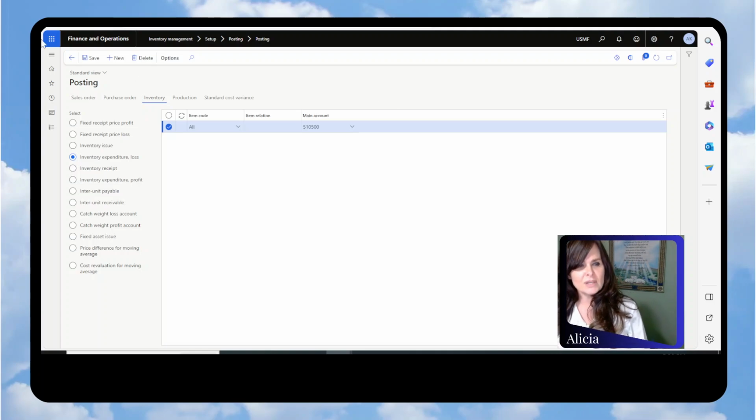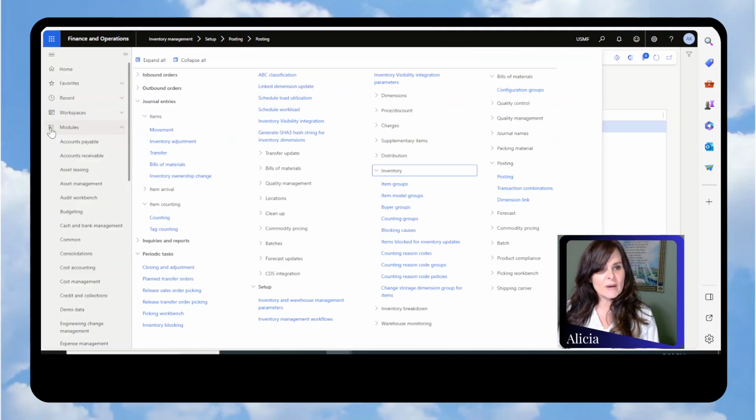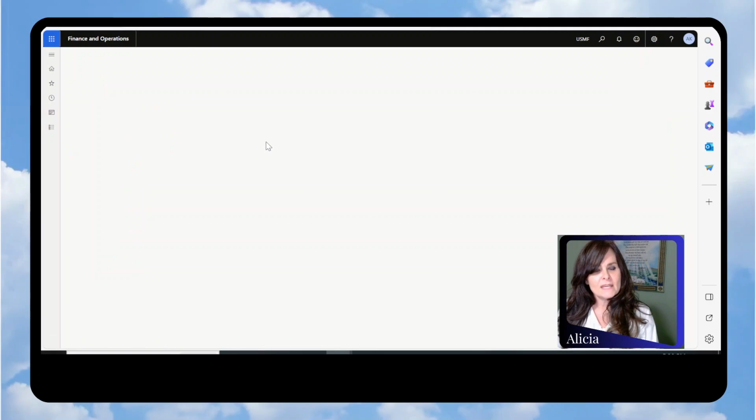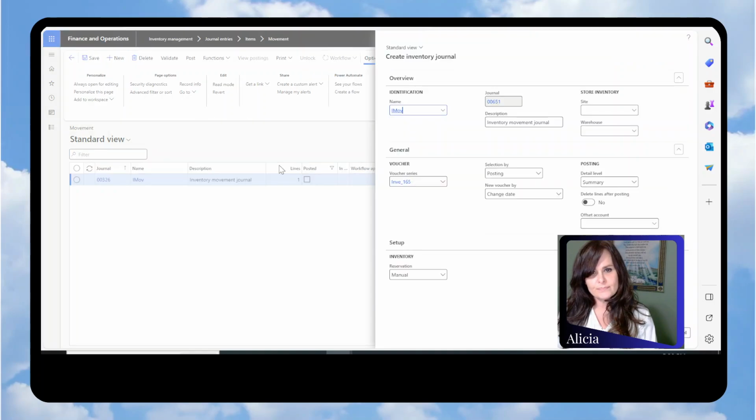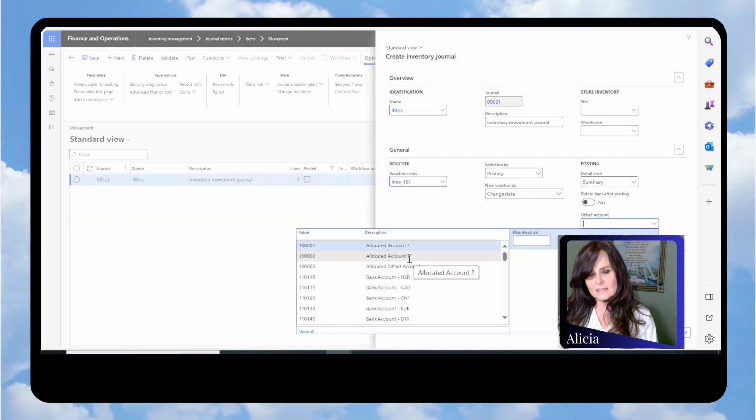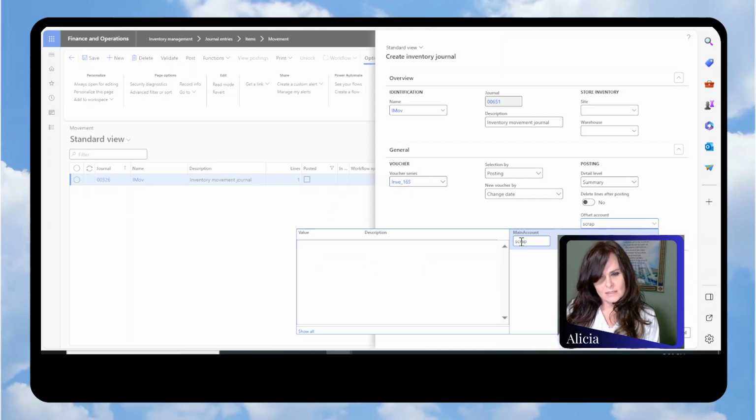Now, the beautiful thing about a movement journal, if we go back and look at those, the system is actually going to ask you what the offset account is. So when you do a movement journal and click new, here you can actually set the offset account if you want, or you can do it on the lines. But let's see if we have one in here for scrap. Let's see if we don't, maybe like a quality. Well, it's a quantity discount.